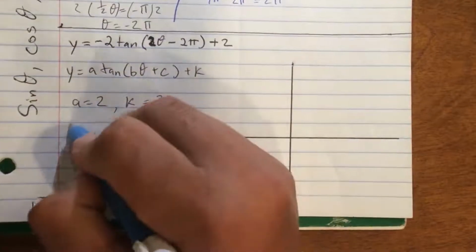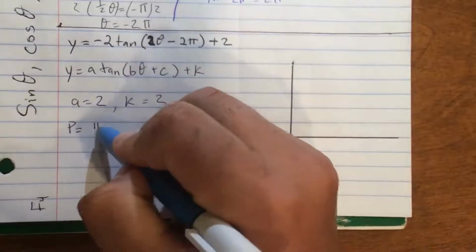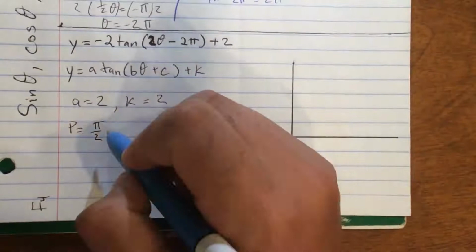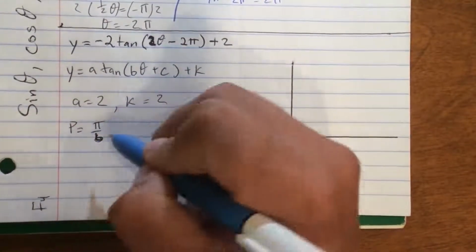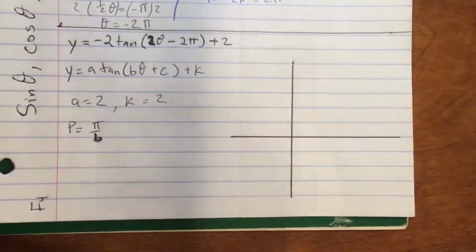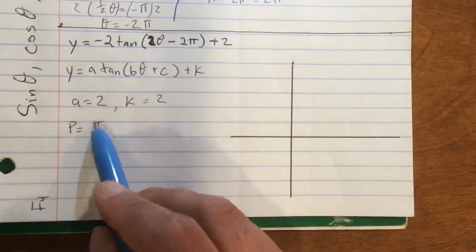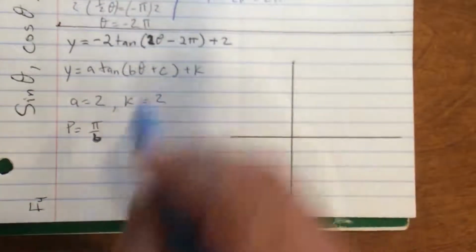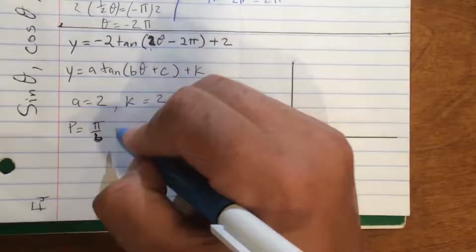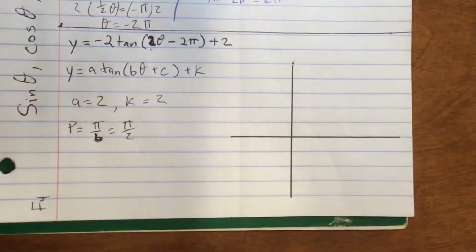Then we're going to work on our period. Remember, the period for tangent or cotangent is pi over b, not 2 pi over b like sine, cosine, secant, and cosecant. So it's 2 pi over b for sine, cosine, secant, and cosecant, and pi over b for tangent and cotangent. And our b here is 2. So it's going to be equal to pi over 2, which makes it a whole lot easier to do.